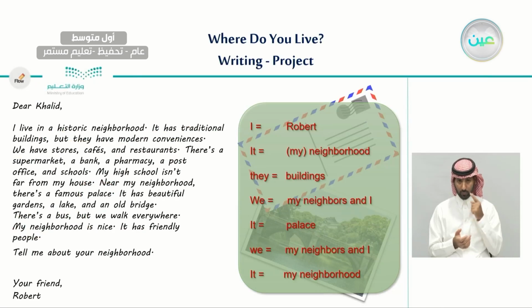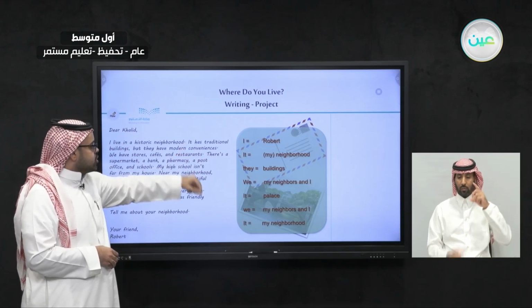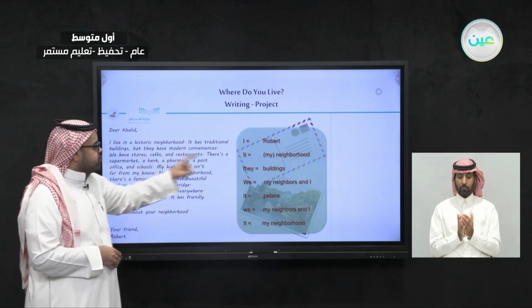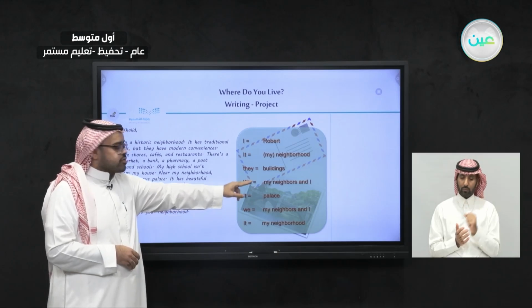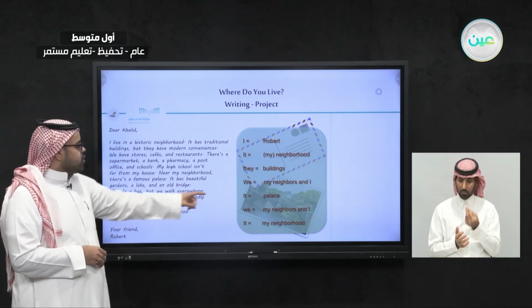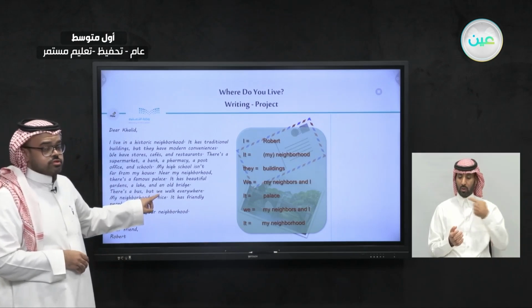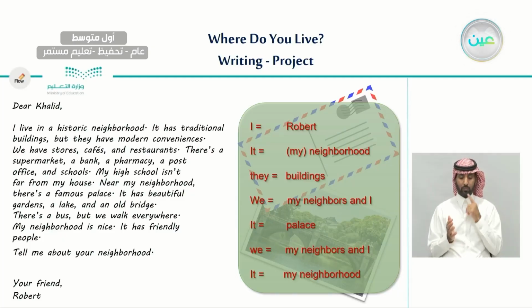So here, as we did for the last slide, the first one, I live, refers to Robert, and it refers to my neighborhood, and they refers to buildings, and we refers to my neighbors and I, and it has a beautiful garden. This one refers to the palace, and we as well refers to my neighbors and I, and the last one, it has friendly people. It here refers to my neighborhood. So these are the personal pronouns that Robert used.